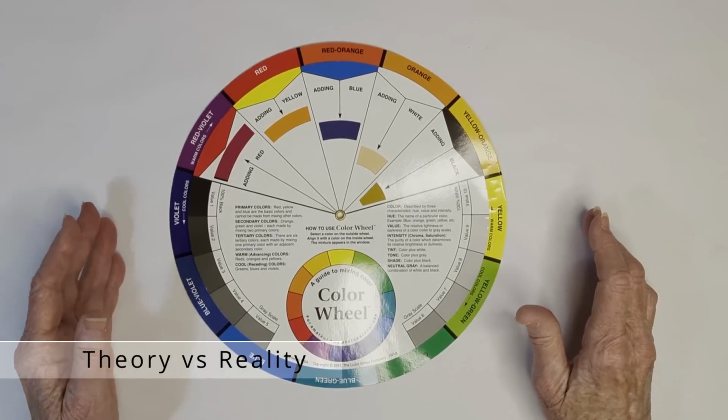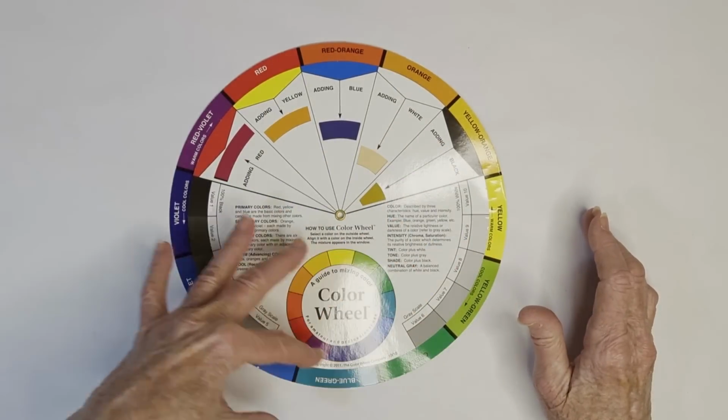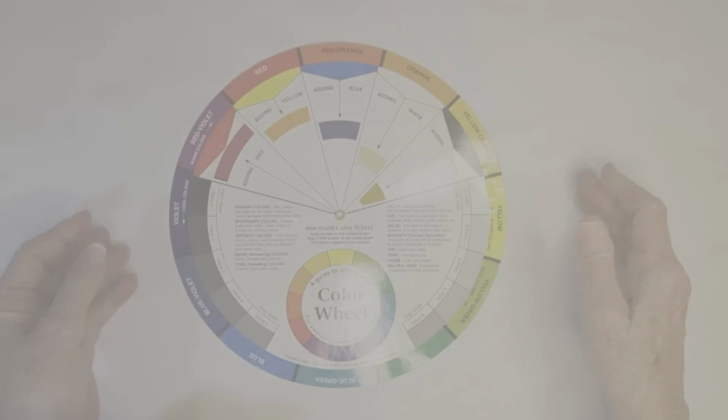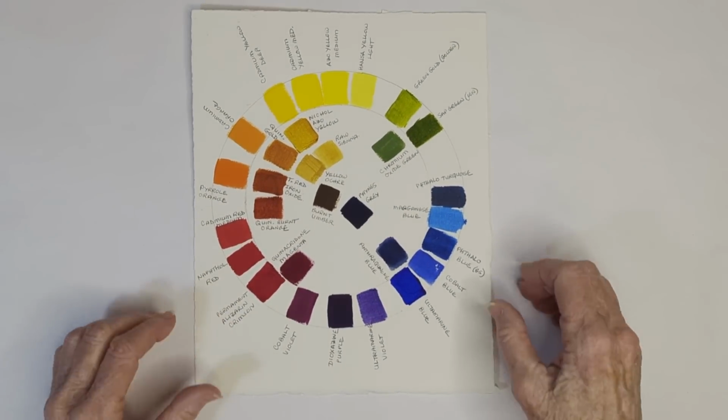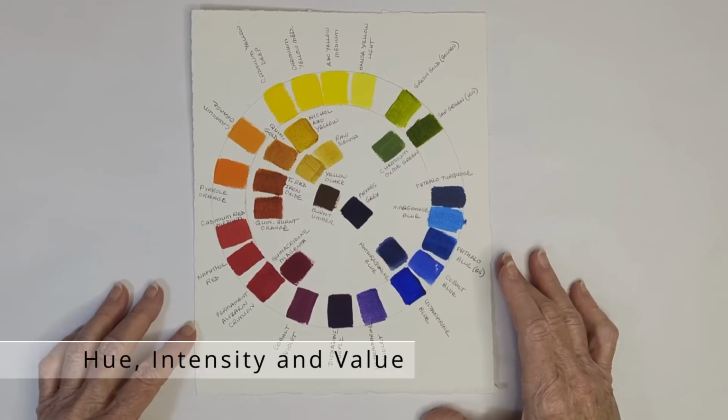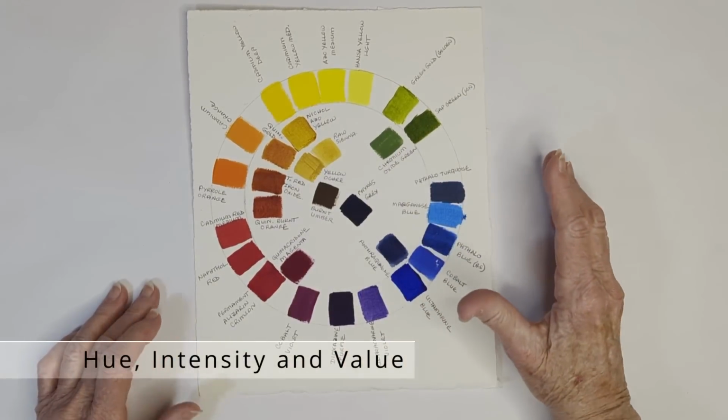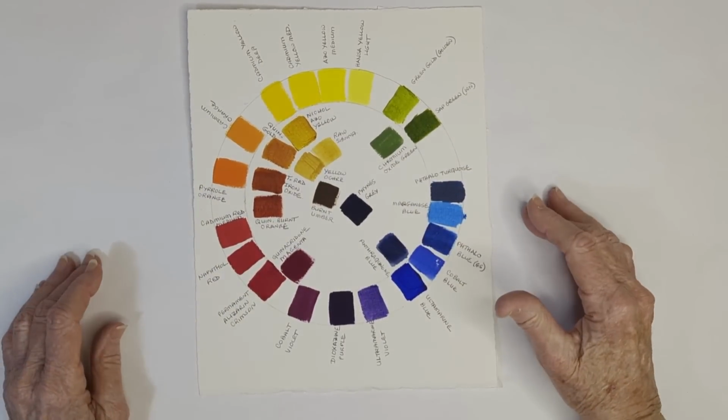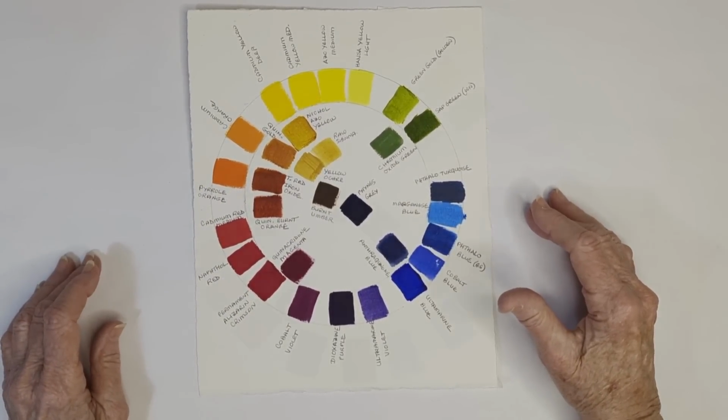In reality, we have pigments rather than the colors on the color wheel. So let's talk about the properties of the pigment in your paint. We again have hue, intensity, and value. Straight out of the tube, those paints will have those three things.